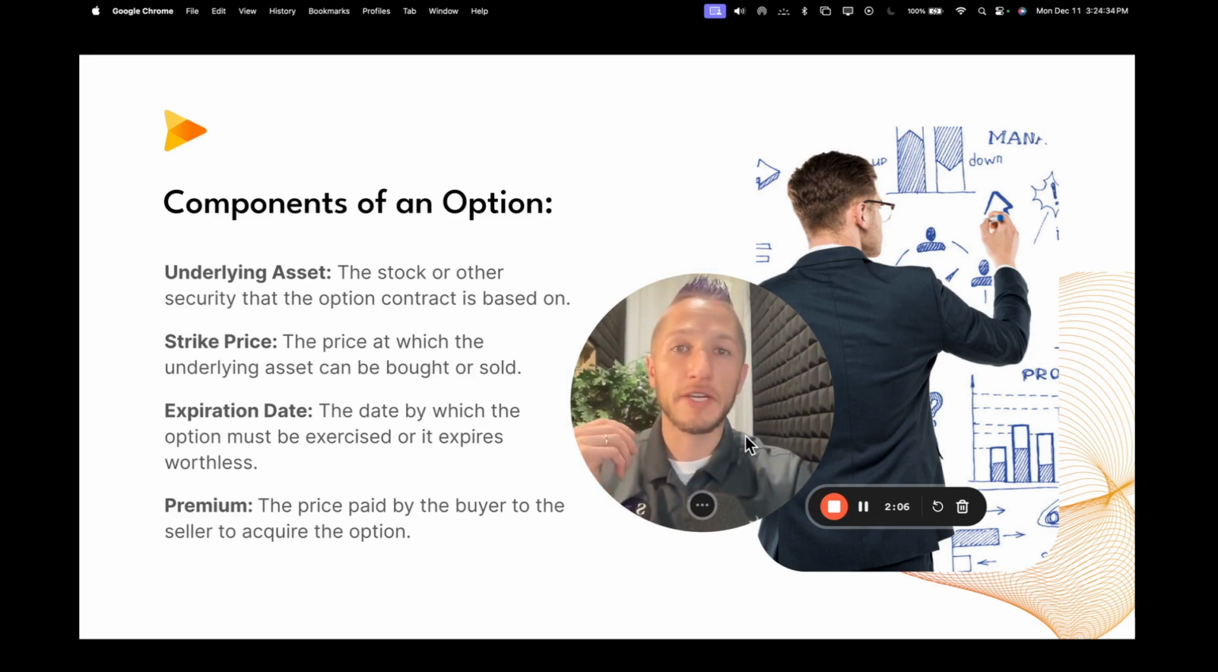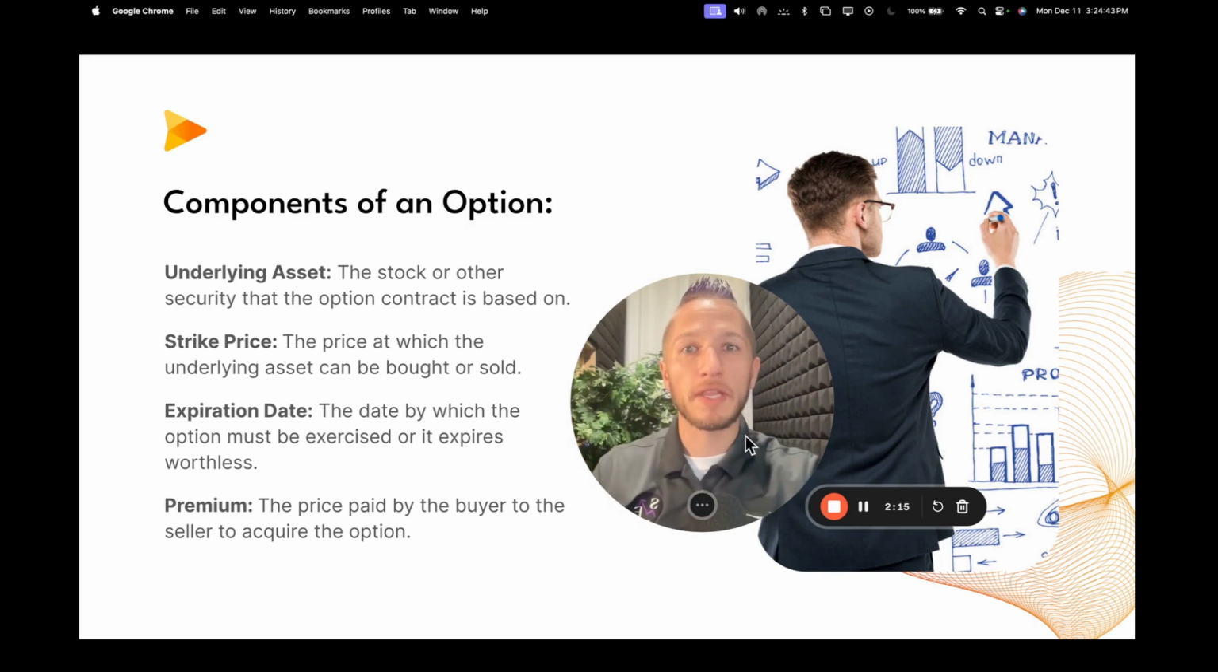And then lastly, there is a premium that is exchanged between the individuals involved in an options contract. Most of the time, the individual who is purchasing the contract has a premium that they have to pay for the opportunity to buy or sell a position to the other party.